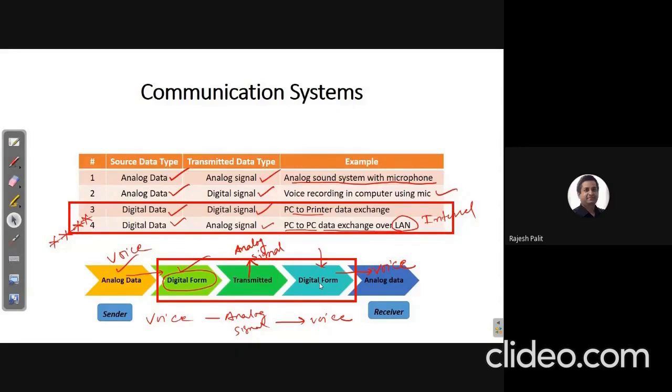If there are infinite levels in the analog data, it is very difficult to detect the levels and reconstruct the analog signal. You got my point? That is the point here. That's why we do this clumsy thing: it was analog, I converted it to digital, I send it with an analog signal, and again I am converting it into analog signal.